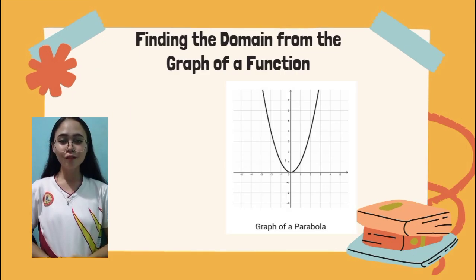Finding the domain from the graph of a function. Here is how the domain of a function is found from a graph of the said function. In general, given a function graph, analyze the various x values that produce outputs of the function. These will form the domain. Start with a graph of a function. So here the function is y equals x squared.